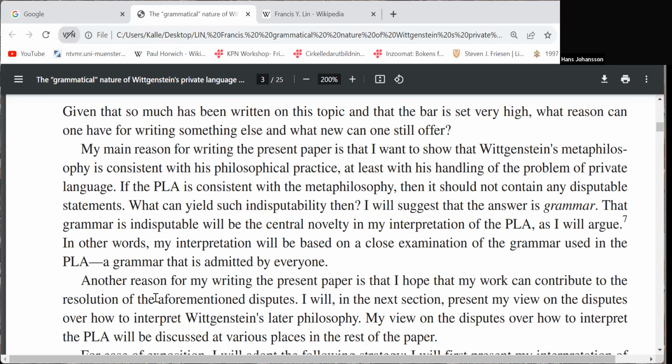My main reason for writing the present paper is that I want to show that Wittgenstein's meta-philosophy is consistent with his philosophical practice, at least with his handling of the problem of private language.